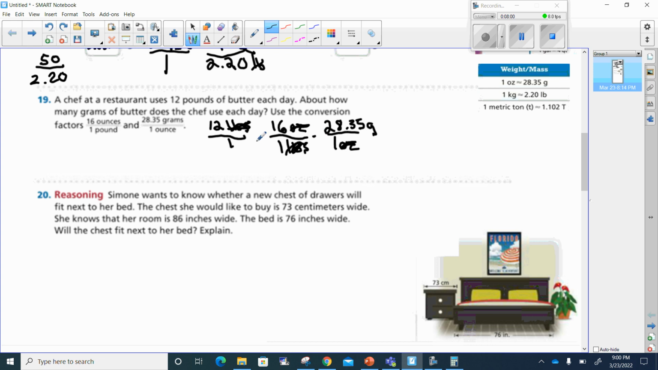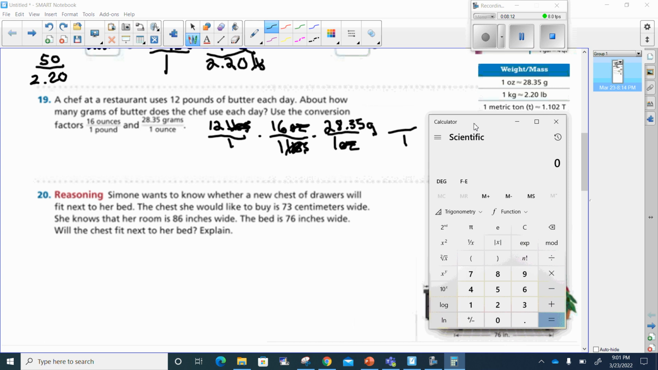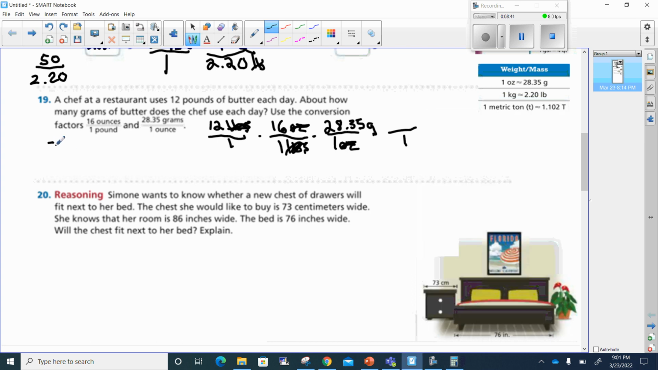And now we have to multiply everything on top together over, well, 1 times 1 times 1, that's easy. All this is going to be multiplied, and I'm going to use my calculator again. We're going to have 12. We're multiplying that to 16. And then we're going to multiply that to 28.35. That gives us 5,443.2. Okay, 5,443.2.